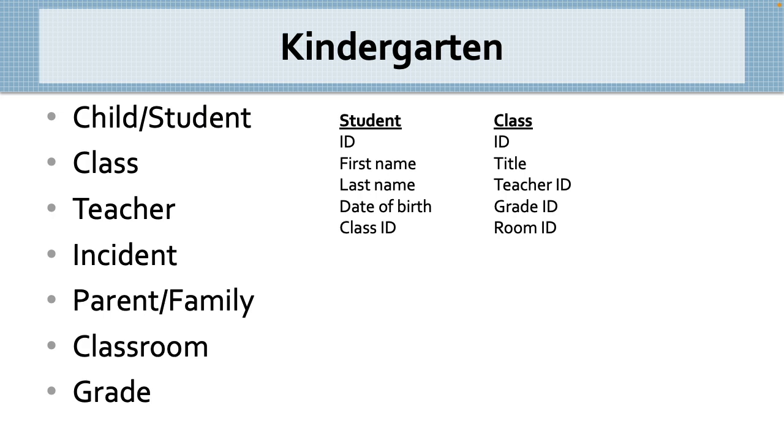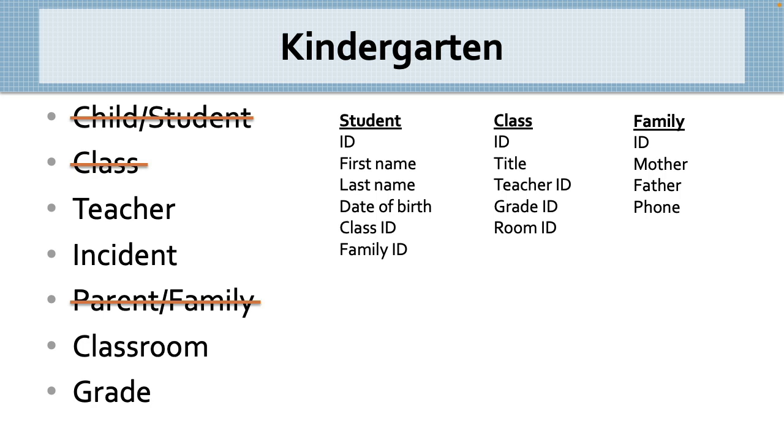A student has a parent or family, which is on our list, so we'll add a box for family with some attributes, and then add family ID to the student entity. And now we've dealt with student, so we'll cross it off as managed. We've also managed class and parent-family, so we can move on to teacher.